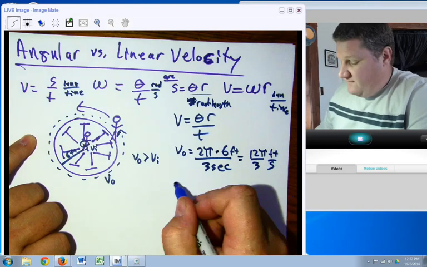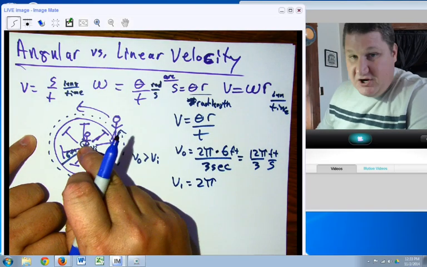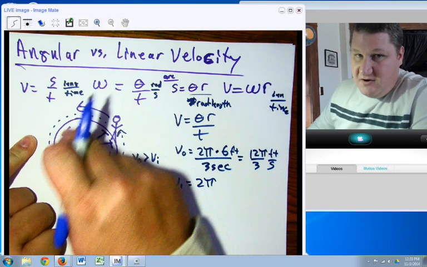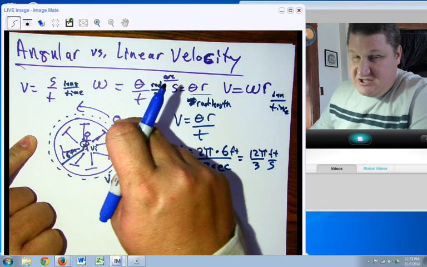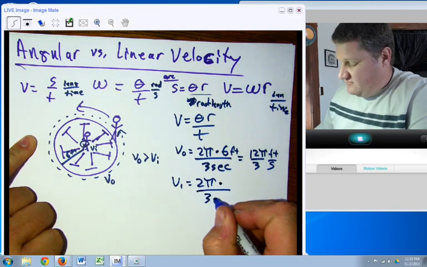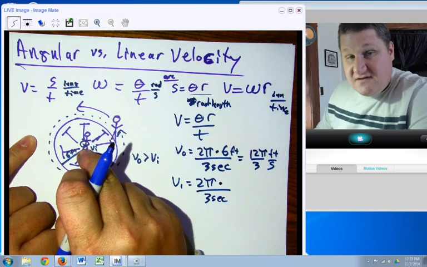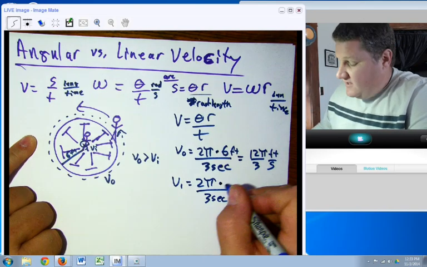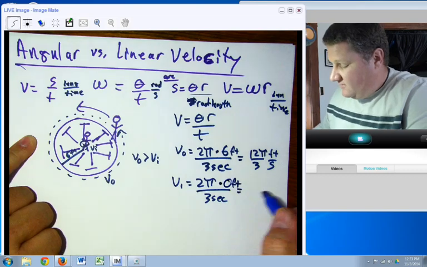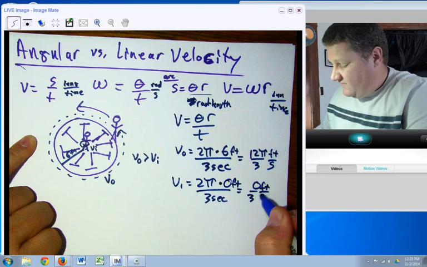Now, for the person on the inside, he's still going to turn around because he's turning as fast as this person is turning. If the merry-go-round goes all the way around, the person on the inside is going to go all the way around just like this guy. So it's still 2 pi. And it's still going to take 3 seconds to accomplish the process. It's just that the kid in the middle is standing in the very middle, he's not going anywhere, and therefore his radius is 0 feet. And so his linear velocity is 0 over 3 feet per second.